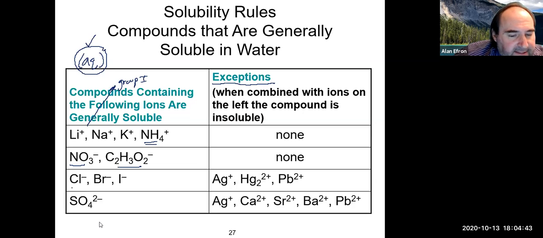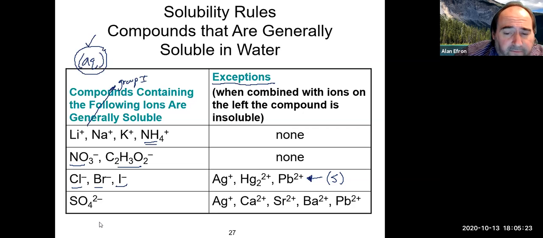Now, if you have something that has chloride, bromide, or iodide in it, those are always going to be aqueous. But there are some exceptions here, and the 3 exceptions are silver, mercury 1, and lead 2. So if you have mercury 1, silver, or lead with chloride, bromide, or iodide, the opposite happens. Normally these things are aqueous, but with one of these it would become insoluble and be expected to make a solid.